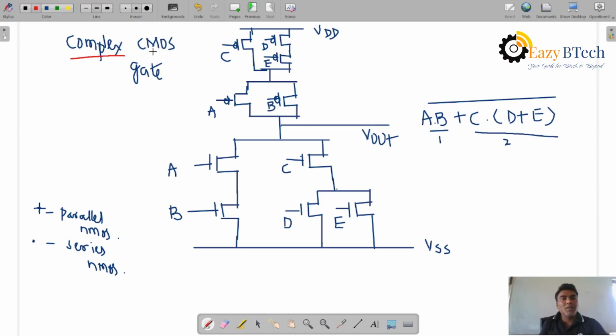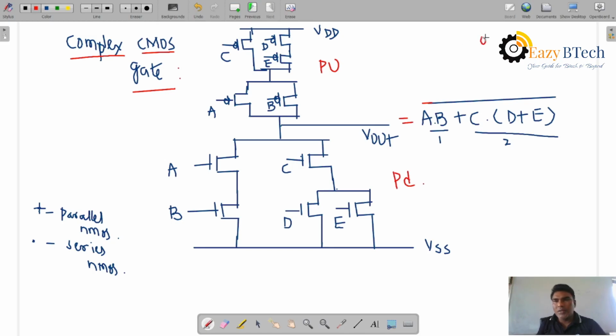So this is complex CMOS gate design for the given logic, (AB + C)(D + E) complement. You see this one: series and parallel, and in series with the parallel of D plus E. Then what is the complement? Complement is nothing but pull up transistor and pull down transistor. Pull up and pull down is a complement, right?